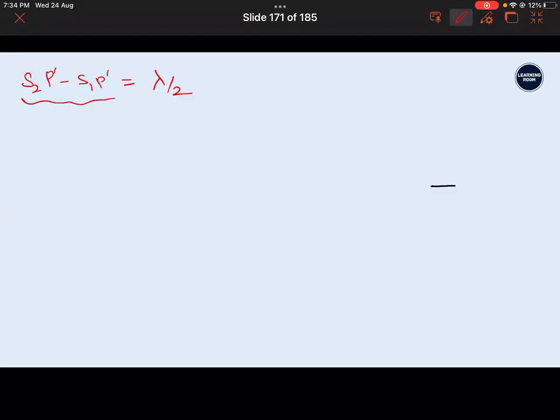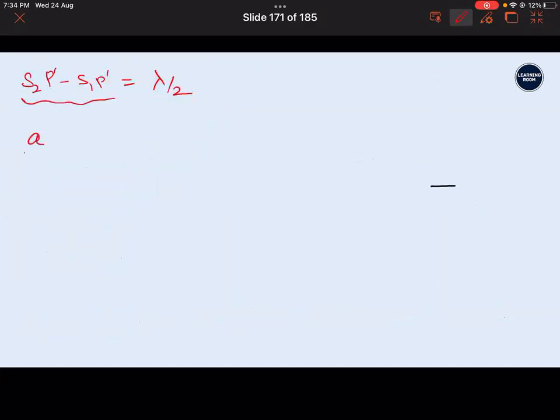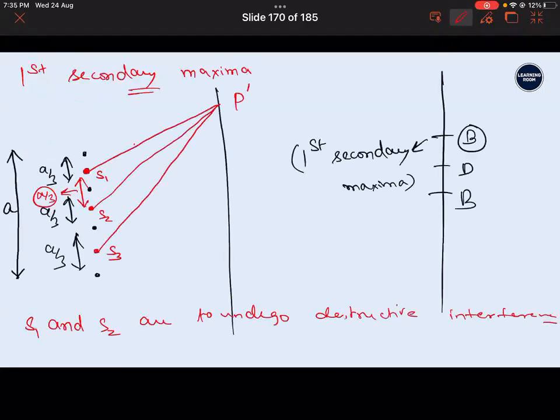But what is S2P dash minus S1P dash? That is A by 3. I'm sorry, it is not A by 3. So again, if you take this ray to be theta 1, this ray to be theta 2, and this ray to be theta 3, and draw a perpendicular from here, how much will this distance be? It will be A by 3 into sine theta 1.